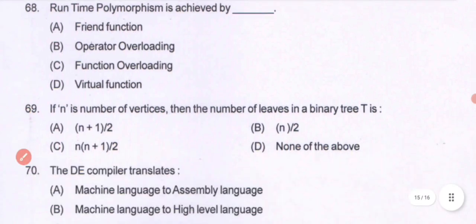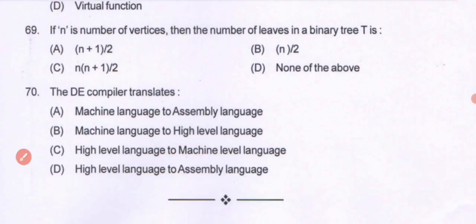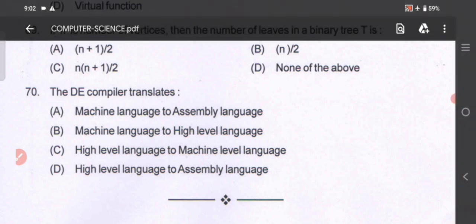Question number 69. If n is the number of vertices, then the number of leaves in a binary tree T is option A, n plus 1 by 2. Question number 70. The compiler translates option C, high level language to machine level language.